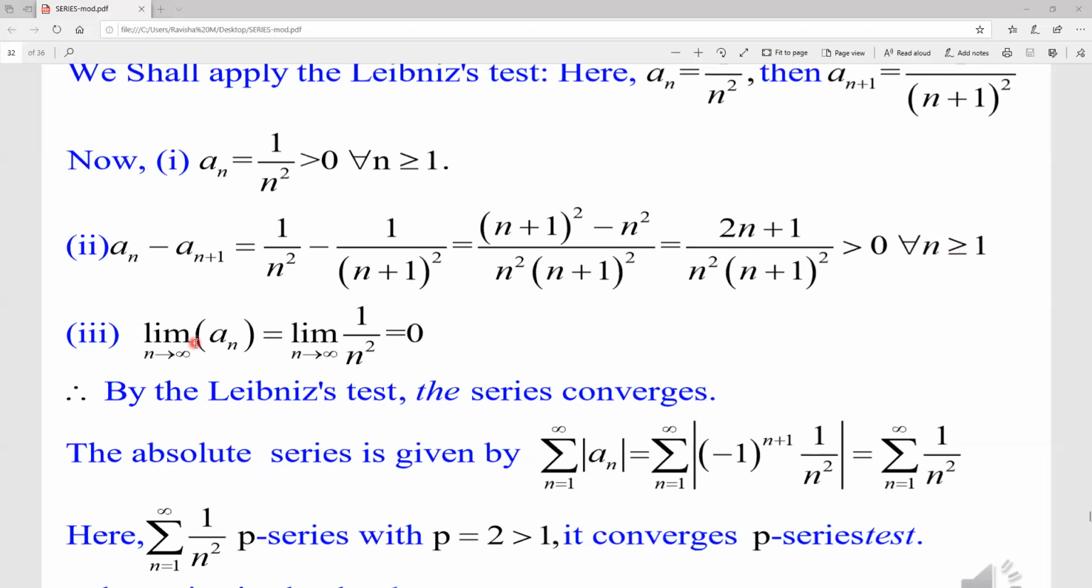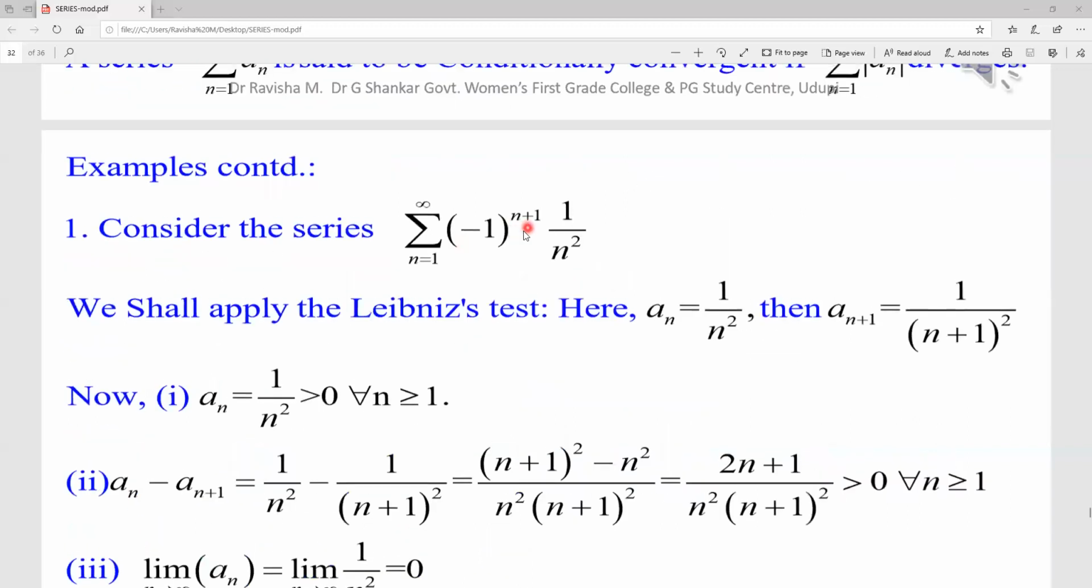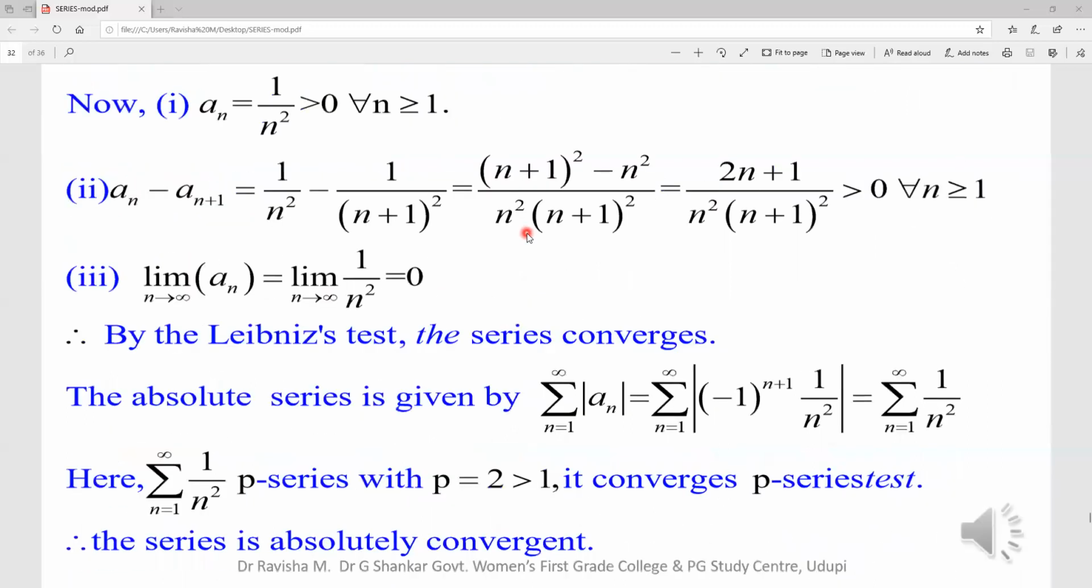Let us move to the third condition of the Leibniz test. Take the limit as n tends to infinity of the nth term. This goes to 0, because when n tends to infinity, the denominator increases, so the whole term becomes 0. So all three conditions of the Leibniz theorem are verified. Therefore, the given alternating series is convergent by using the Leibniz test.